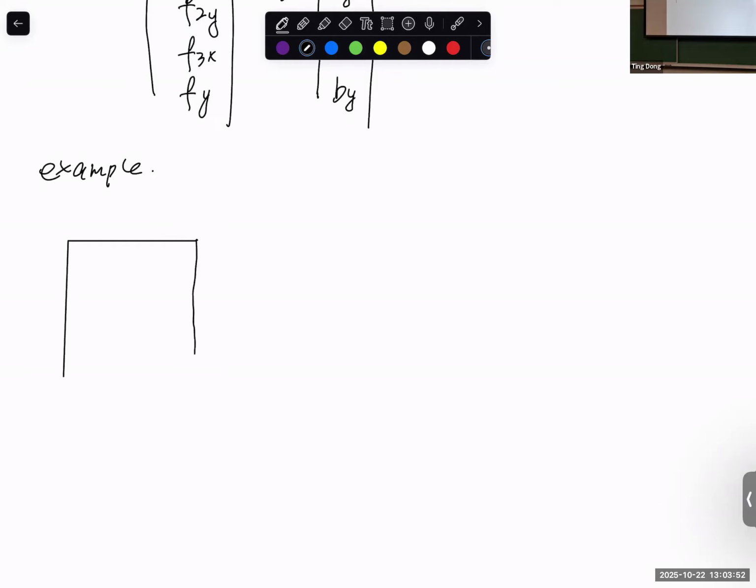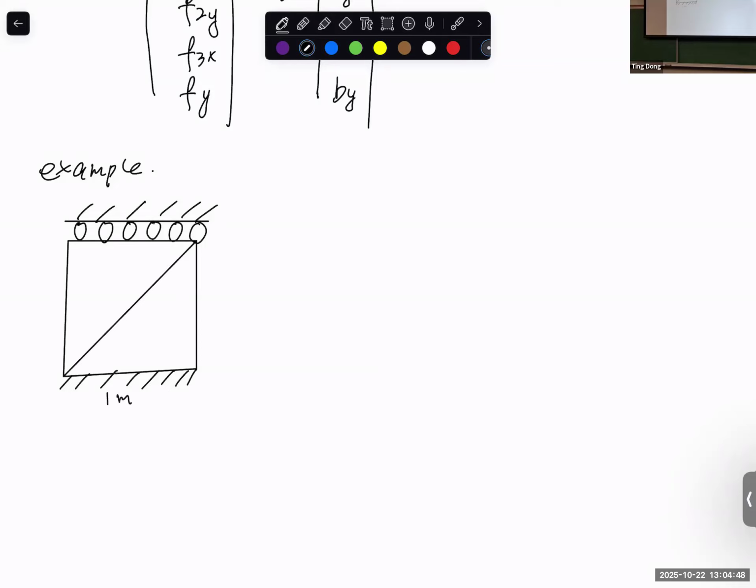Let's say we have a square structure. The bottom edge surface is clamped to the ground, and the top surface has roller support. Of course, since we already learned the CST element, we are modeling this structure using two CST elements, two triangular elements. The edge length of the square structure is 1 meter by 1 meter.